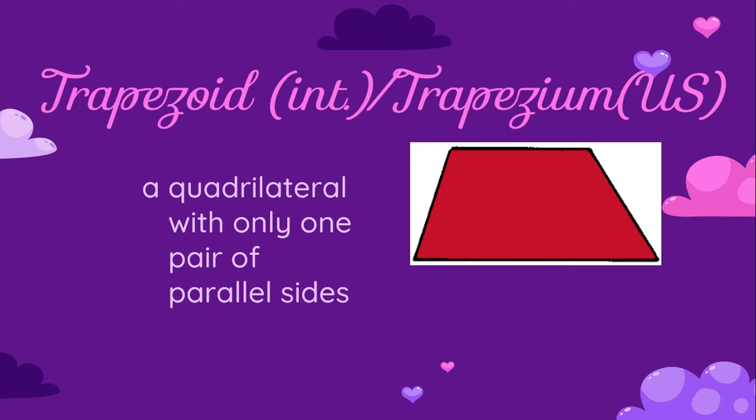Let's think. Yes, it is a trapezoid because we only have to satisfy one pair of parallel sides. So if that quadrilateral has more than one pair of parallel sides, that is also a trapezoid because there is a pair of parallel sides there. Okay? That is a trapezoid.